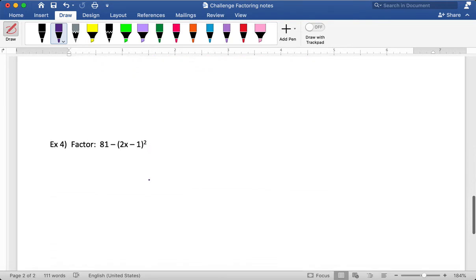All right, the last one. A little bit different and a little bit longer. So let's do this one in blue, I guess. All right, this is almost dots. Okay, you see 81 is a square. So I'm going to rewrite 81 as 9 squared.